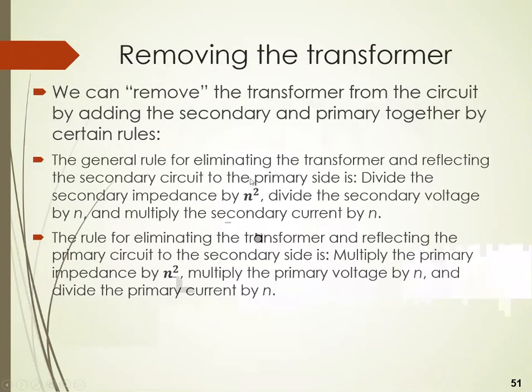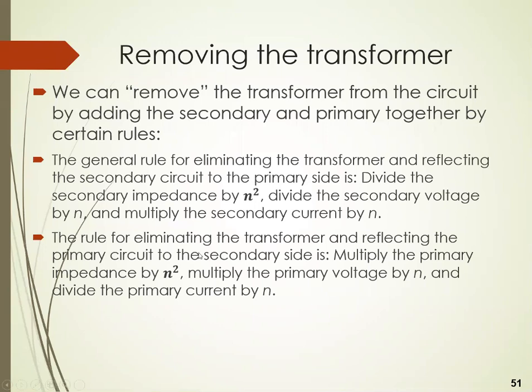So it says, the general rule for eliminating the transformer and reflecting the secondary circuit to the primary is to divide the secondary impedance by the square of the turns ratio, divide the secondary voltage by the turns ratio, and multiply the secondary current by the turns ratio. Now, at this point, this doesn't mean a lot, but you'll see how simple it is by just applying it.